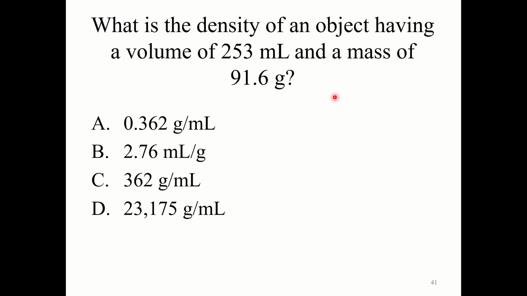All right, let's try a knowledge check problem. What is the density of an object having a volume of 253 milliliters and a mass of 91.6 grams? Okay, the correct answer here is A, 0.362 grams per milliliter. So in this problem, you just needed to solve for the density. So you would just divide 91.6 grams by 253 milliliters to come up with the answer.